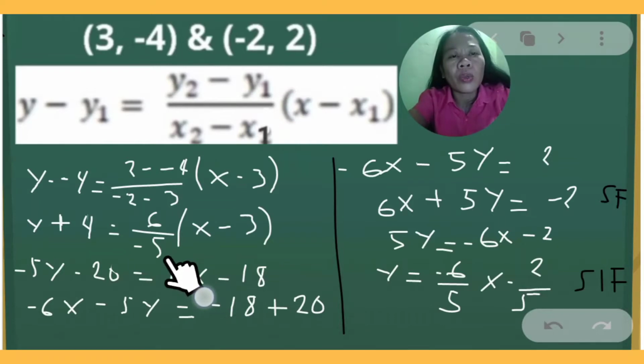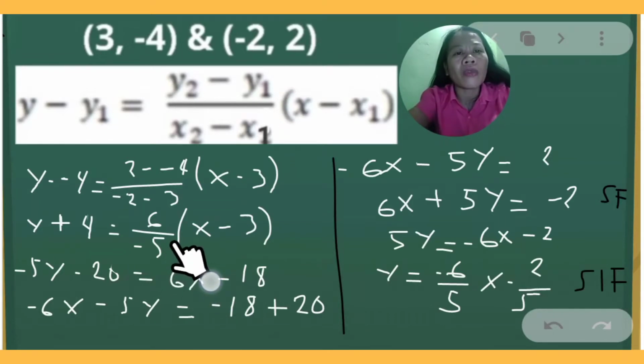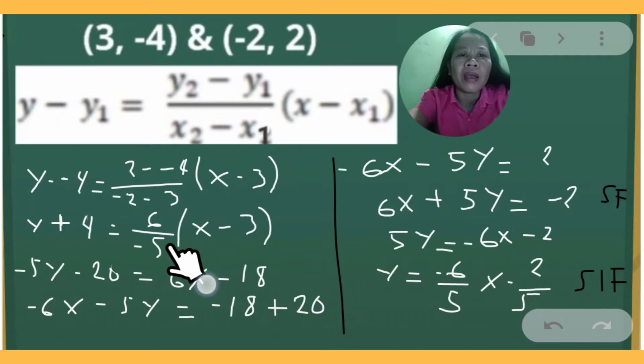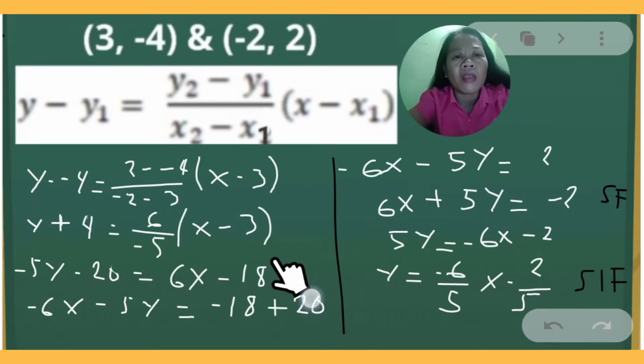And then to eliminate the denominator -5 here, we are going to multiply all the terms in the equation by -5. So we have -5 times y, we have -5y. -5 times +4, we have -20. -5 times 6 over -5, that is 6. And then distribute to the terms inside the parentheses by multiplication. So we have 6 times x, that is 6x. 6 times -3, that is -18.